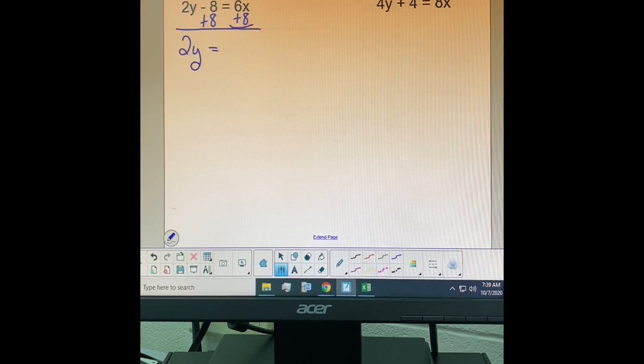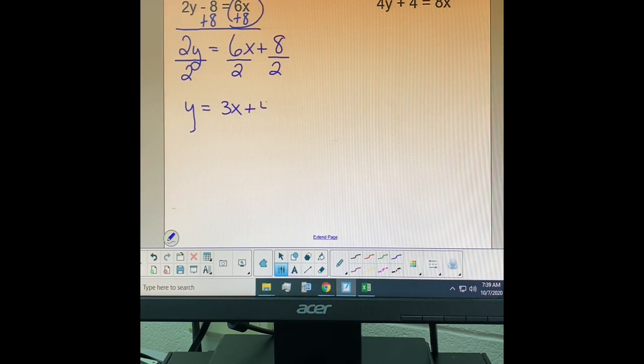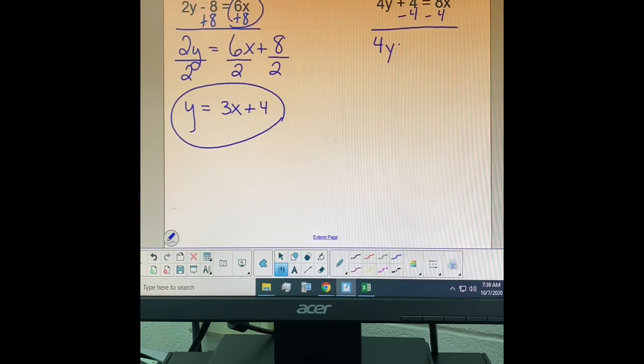We're getting a little bit more complicated here. Add 8 to both sides. 2y equals 6x plus 8. We're almost done, but notice the y has a coefficient. Let's divide each term by 2. We get y equals 3x plus 4. Now we have an equation in standard form.